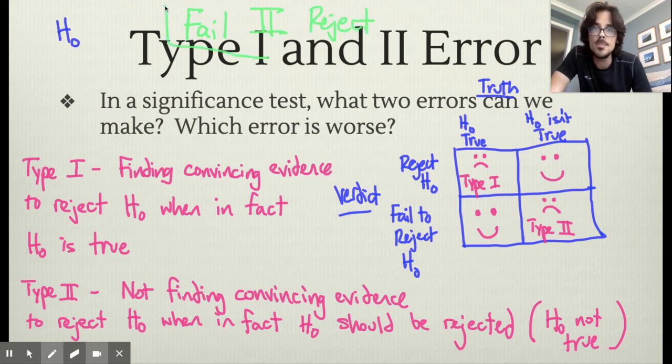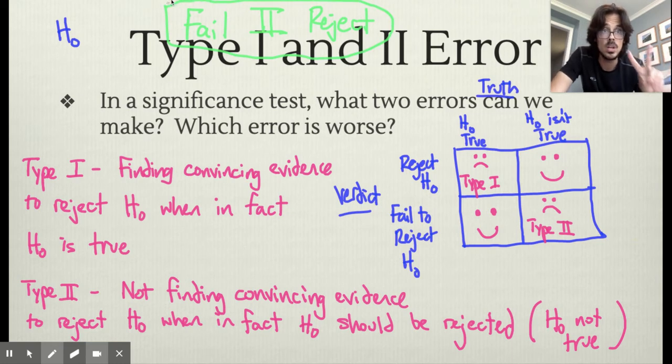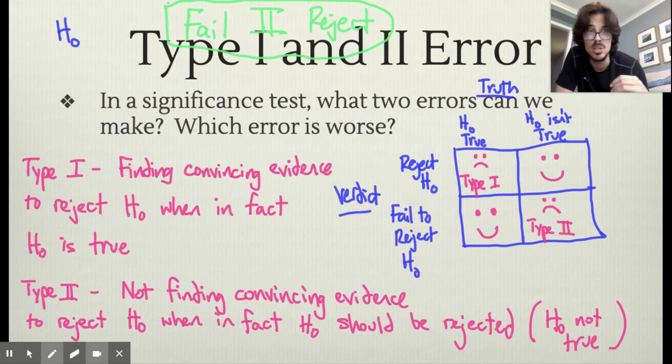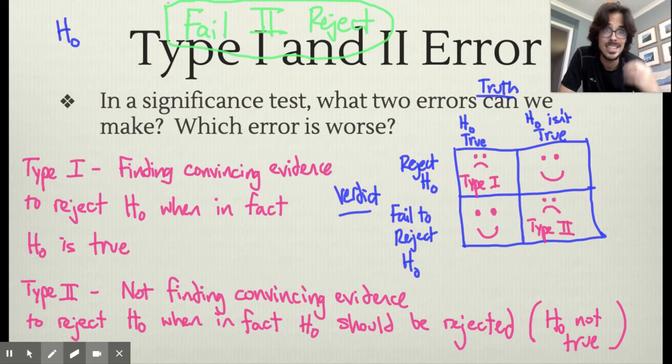So when you're keeping type 1 and type 2 error straight, fail to reject, 2 for type 2. Think about what that means. Fail to reject means I didn't reject, but I should have rejected because I made an error. If I didn't find convincing evidence when I should have, that's type 2. That means type 1 is the other one, where I did reject, but I shouldn't have. You have to be able to keep those two things straight.